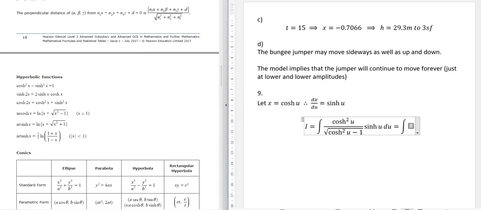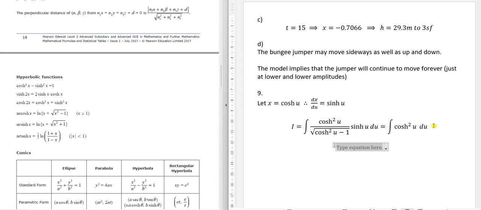So our integral becomes something a bit nicer straight away. There's a cosh squared u on the top. There's a sinh u here, but the square root of sinh squared u is also sinh u, so that disappears. We get the integral of cosh squared u du. Slight conundrum, cosh squared u, bit of an awkward thing to work with because it's cosh squared. So where do we go from there?